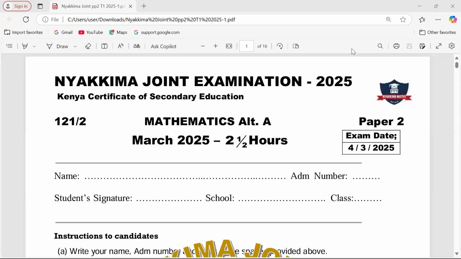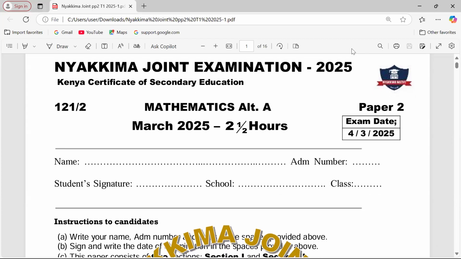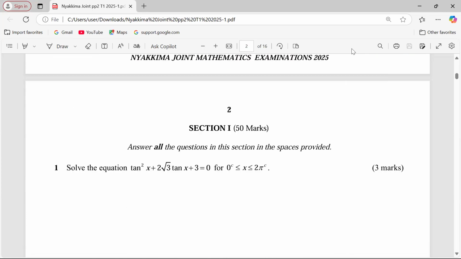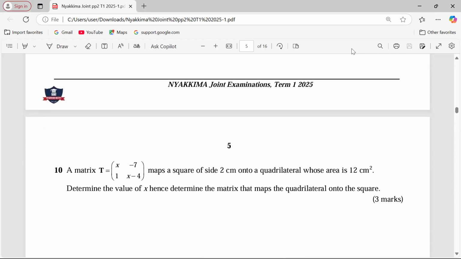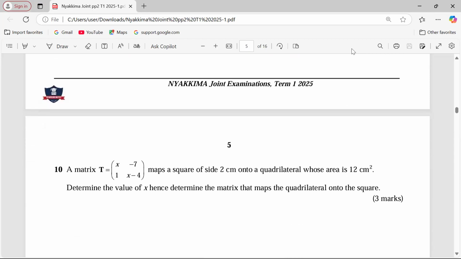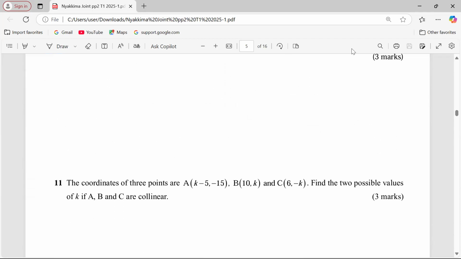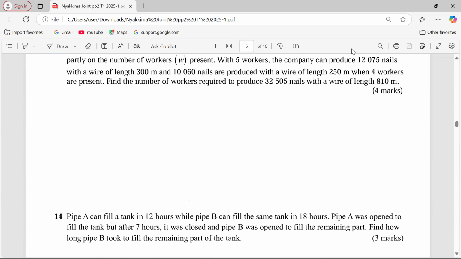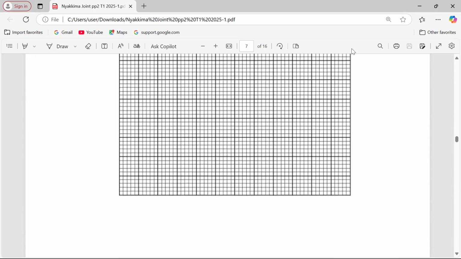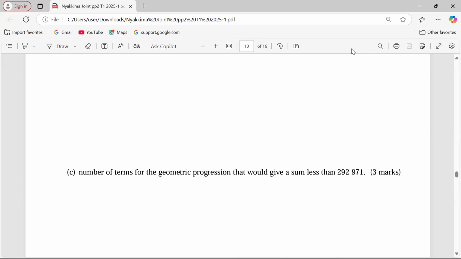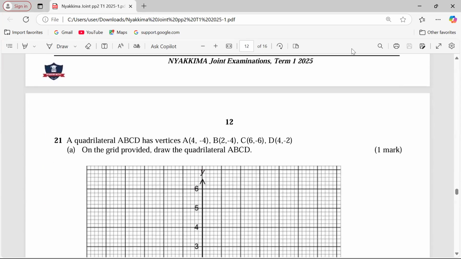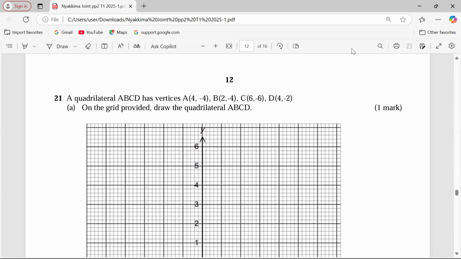Welcome to this lesson. We're going to continue with the Nyakkima Joint Examination 2025 Mathematics Paper 2. Section 1 has already been uploaded in this channel, so please take your time to search for Shifting Grades Online School, Nyakkima Joint Examination Paper 2, Section 1. Then we are continuing with part of Section 2, beginning at number 21, a question on matrices and transformations.